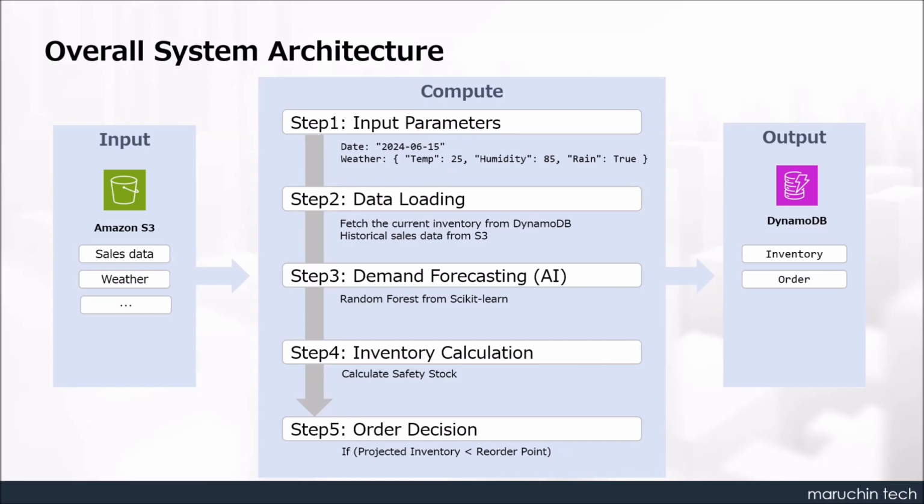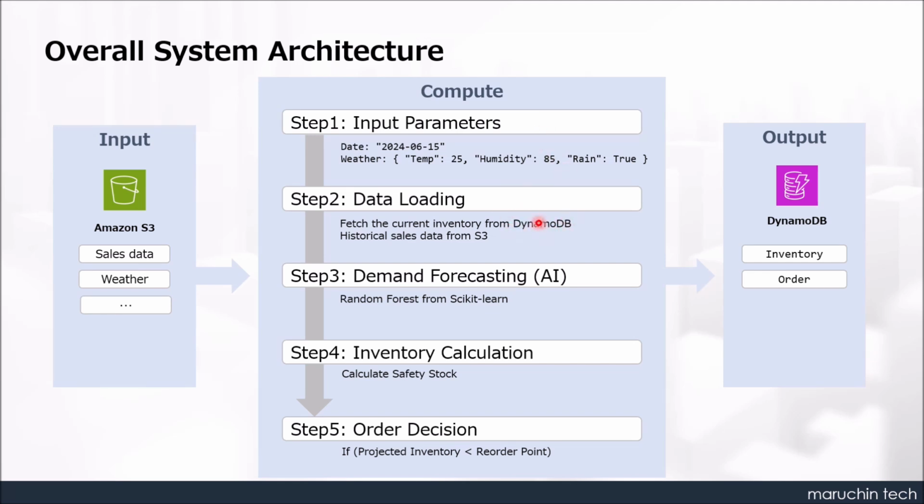Next, let's walk through the logic flow implemented in Python. First, the process is triggered by Amazon EventBridge. The script starts by retrieving the current date. Based on the date, it looks up historical weather patterns. For example, if specific days are historically rainy or humid, we can infer that products like windshield wipers might sell better than usual. Next, we load the necessary data.